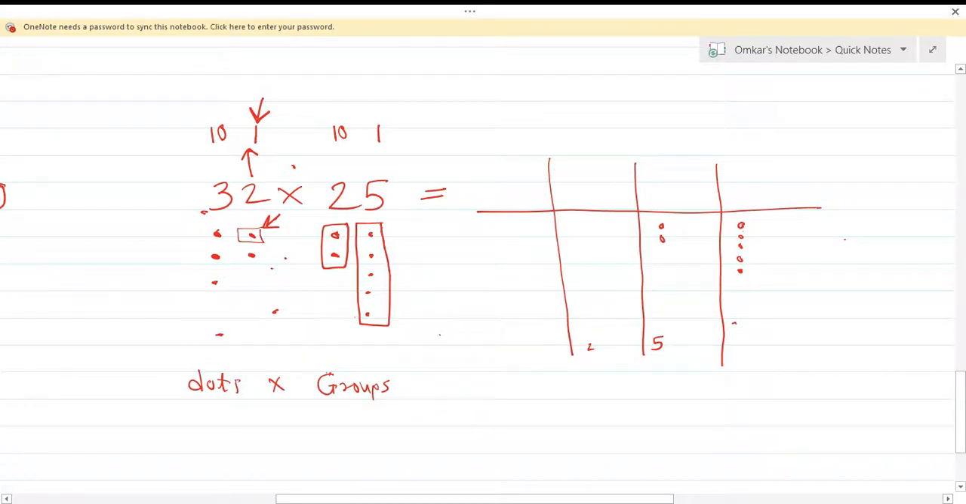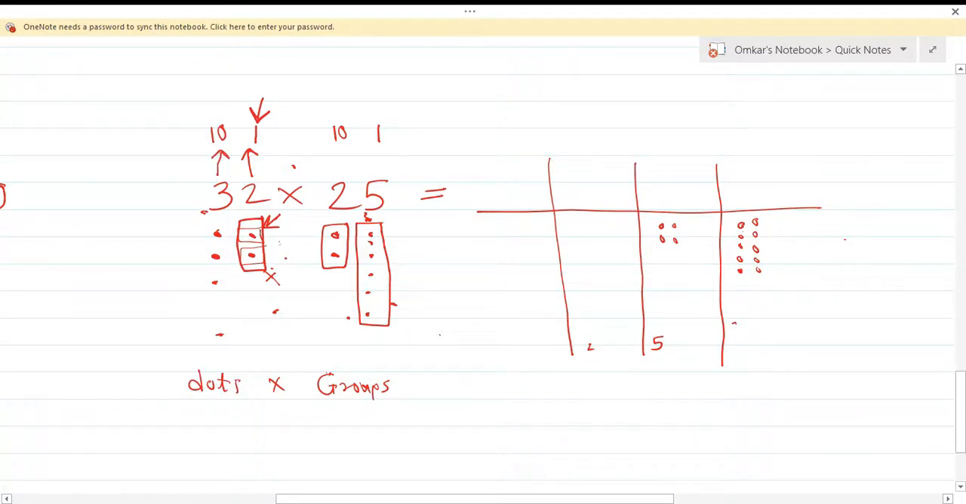Then we have again this group of 5 dots and 2 dots, 25, for this second dot in the same column. So again we will put 5 dots in the units place and 2 dots in the tens place. So everything is done for this group now. We have to connect this to all dots in the second column now.